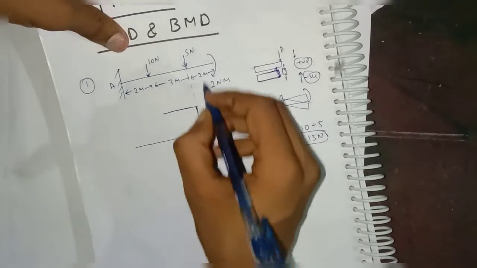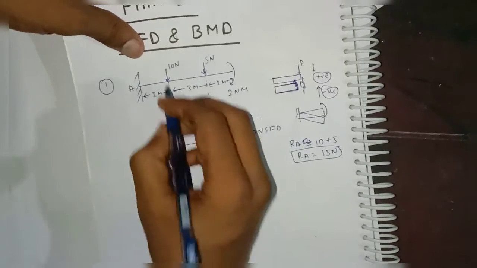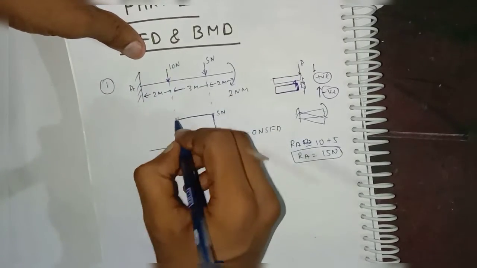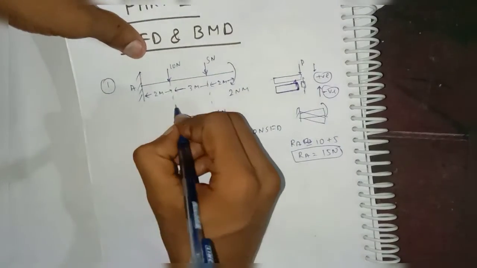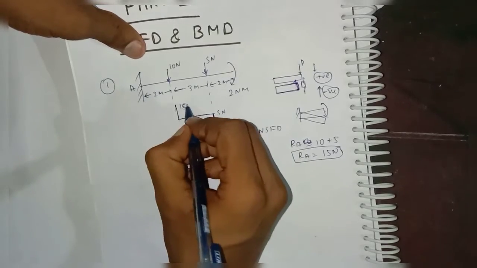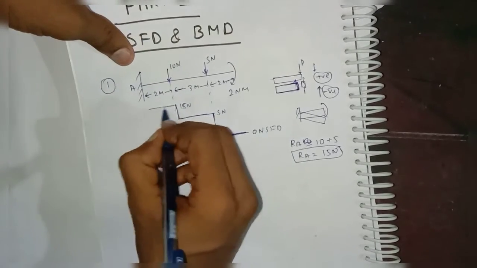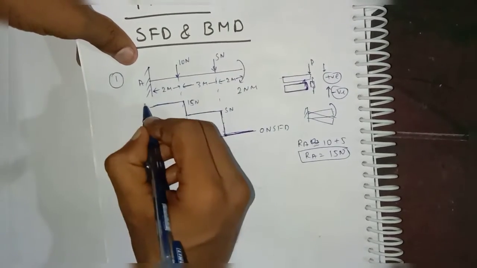Okay, so here up to this there will be no force, so that's why up to this it is constant, and this is 5 Newton. See, here directly one load is coming, point load. So because of this, a sudden jump will come, and here will be 10 plus how much? 5. Here will be 15 Newton, and again there is no load, so up to this it will be constant.